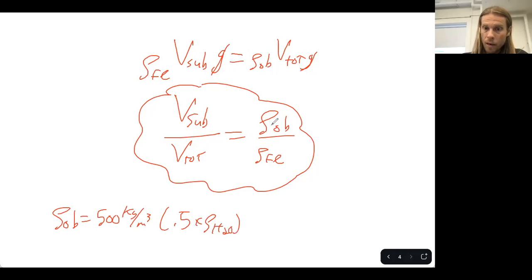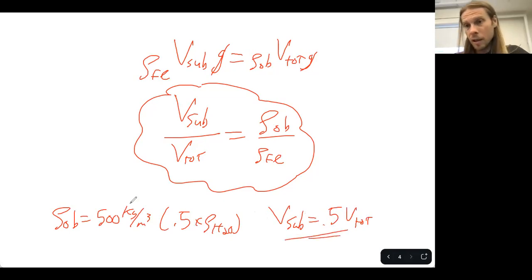Well, if I plug that in there, and my fluid is water, I get that V submerged is 50% of the total volume. So if it's 50% as dense, it's 50% submerged. If it's 20% as dense, it's 20% submerged. If it's 1% as dense, it's 1% submerged.